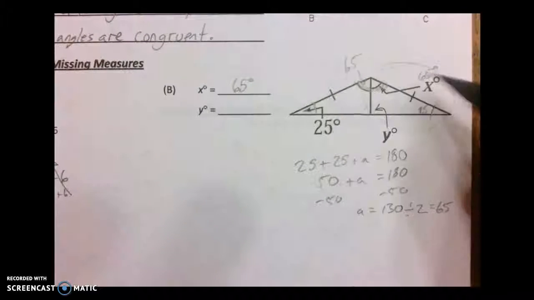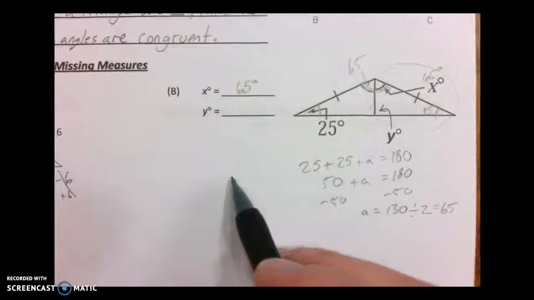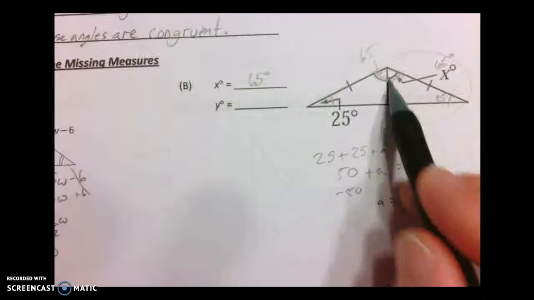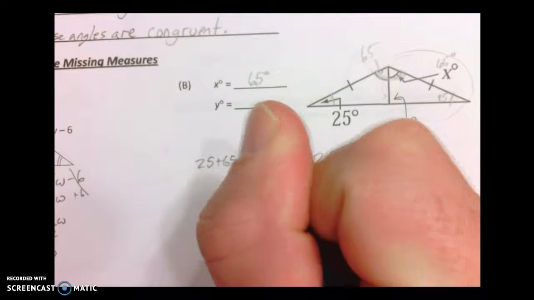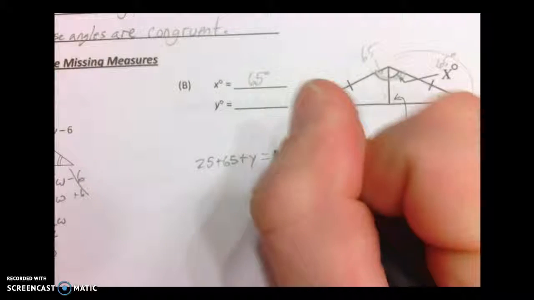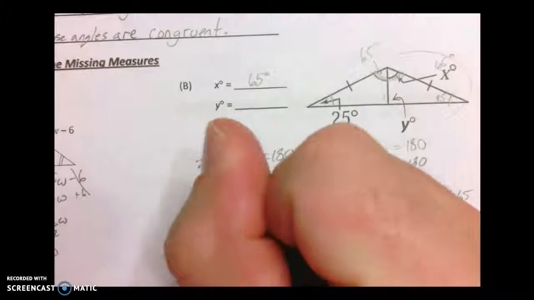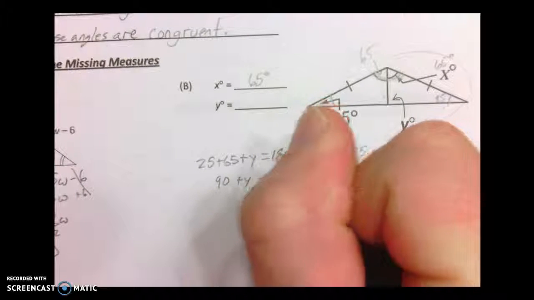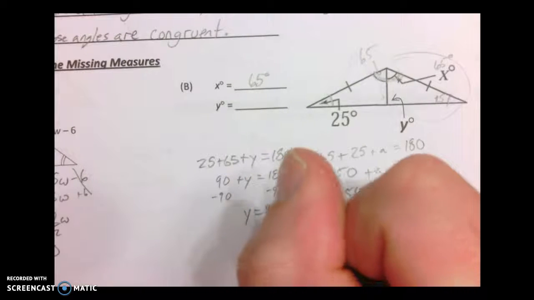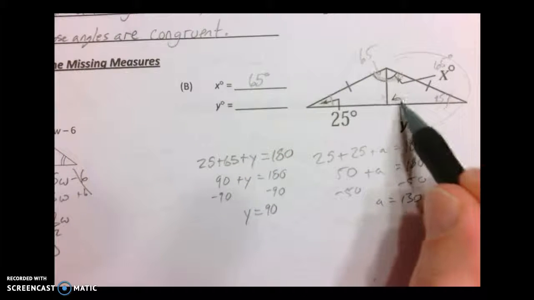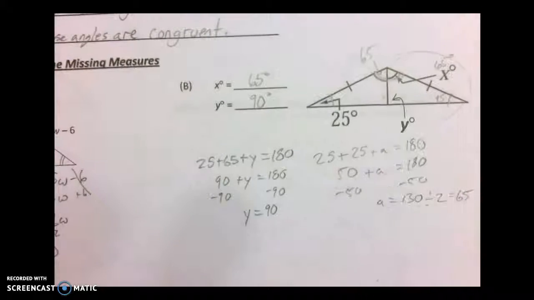If we look at the three angles of the smaller triangle, we have a 25 and a 65. So I'm going to come over here and do 25 plus 65 plus y, and that should equal 180 because that's the triangle. 25 plus 65 is 90, plus y equals 180, minus 90 from both sides. We get y equals 90. So after all, even though it does look like 90, it is 90. Don't assume, though, just because it looks like it's 90 that it is.